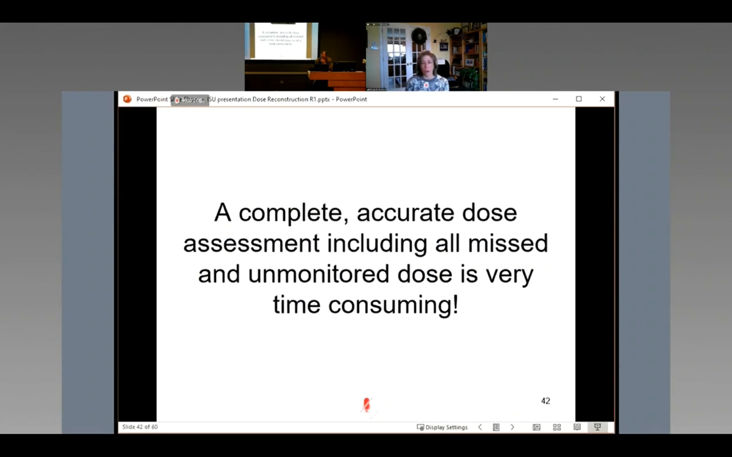So given all of those factors, it's very difficult to do an accurate dose assessment in a limited amount of time because there are time limits on this. We want to be able to give a decision to the claimants as quickly as possible. We don't have time to make each of these a research project.